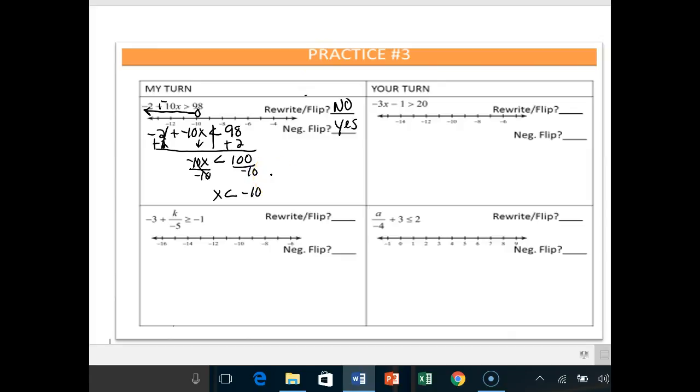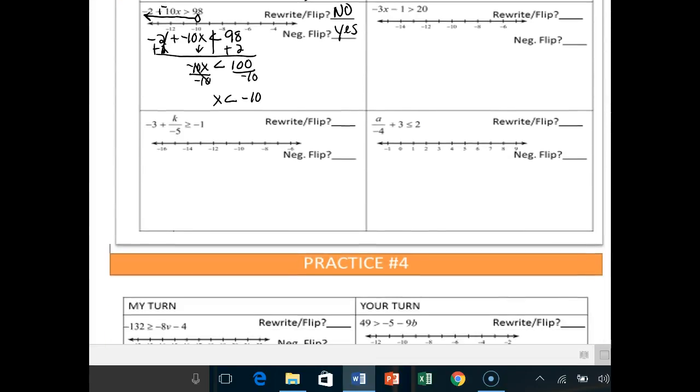Okay. Try and pause it and do the your turn problem. Alright, so do I need a rewrite flip on this one? My answer again is no. Do I need a negative flip? Yes, because I have a negative 5 attached with my variable. So yes, I need a negative flip.